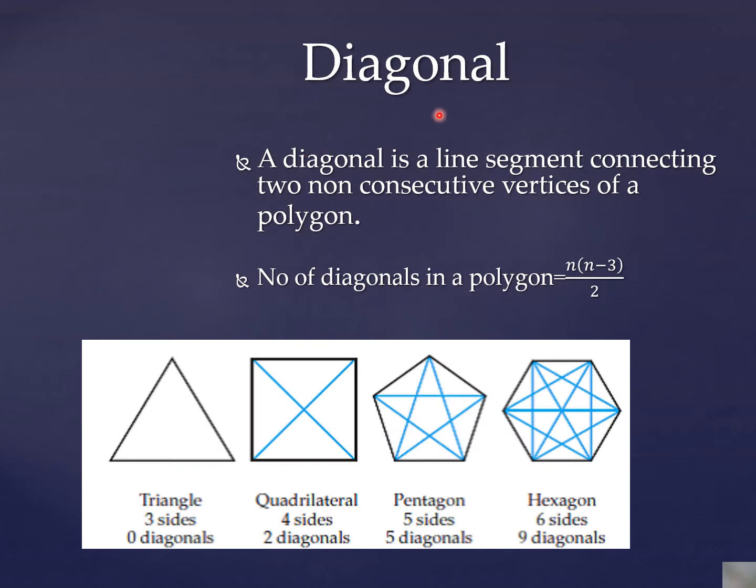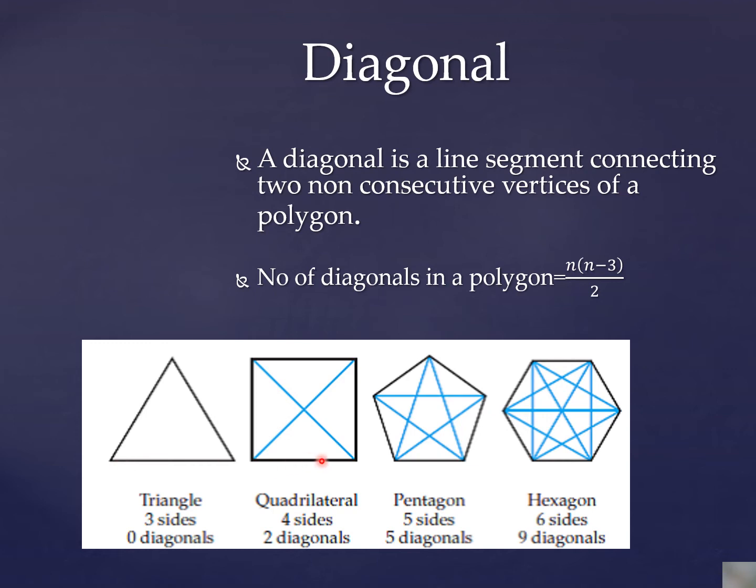Now we are doing diagonal. A diagonal is a line segment connecting two non-consecutive vertices of a polygon. Two non-consecutive vertices means the vertices should not be coming one after another. Okay, so now like you see here, a triangle has 3 sides, right, and 0 diagonals, because you cannot connect two non-consecutive vertices in a triangle.